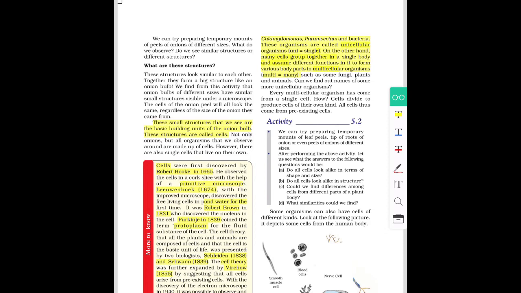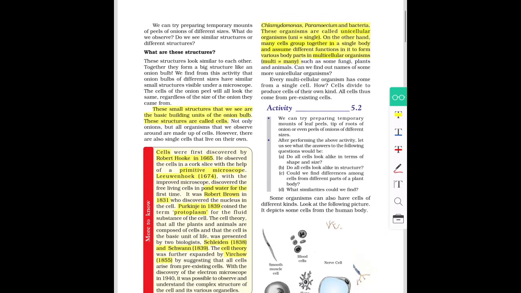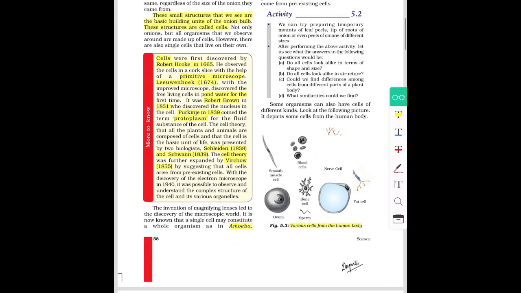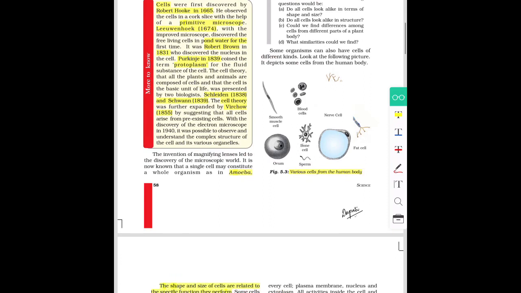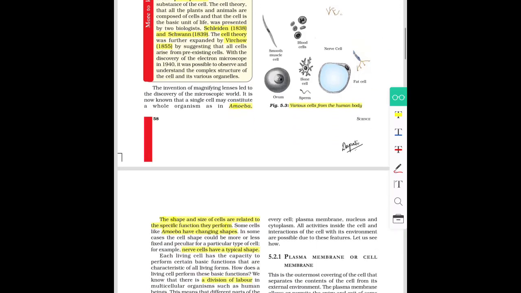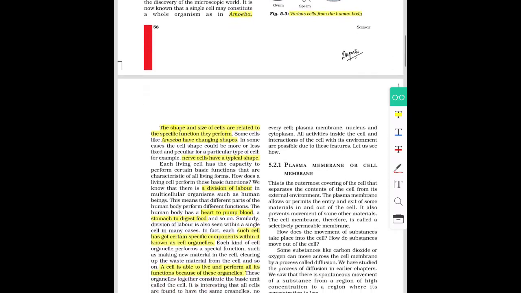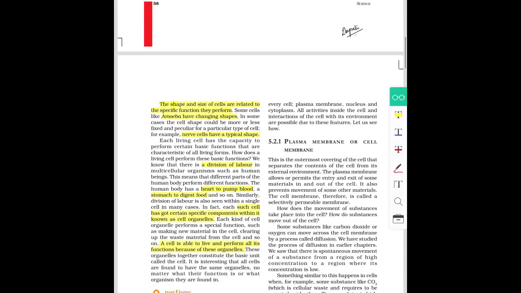Then we studied how the variation in organisms occurs due to the shape, size and number of cells, and how the shape and size of a cell is related to the specific function they perform. We also understood how the cell undergoes division of labor to accomplish various organic and metabolic tasks which it carries out in the body of a living organism.